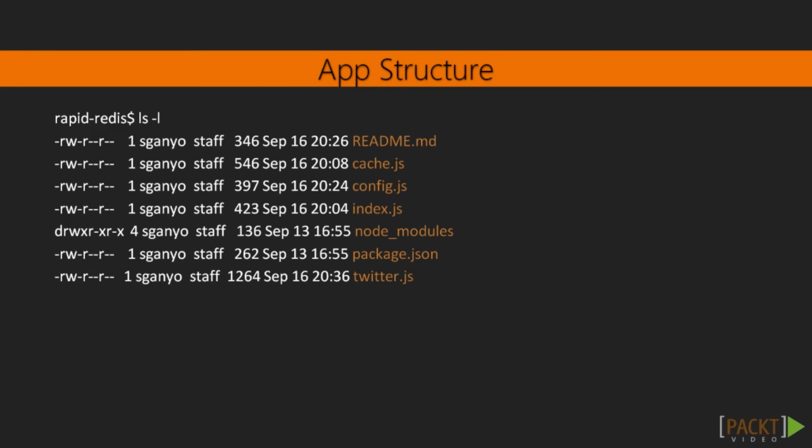Now, if you look at the directory structure of what you just downloaded, you're going to see something similar to this. There's only a few files. There's a README file, which gives you some basic information that we're going to cover here anyway. We have a cache, config, index, package.json, and Twitter, and then node modules, which is basically your dependencies.